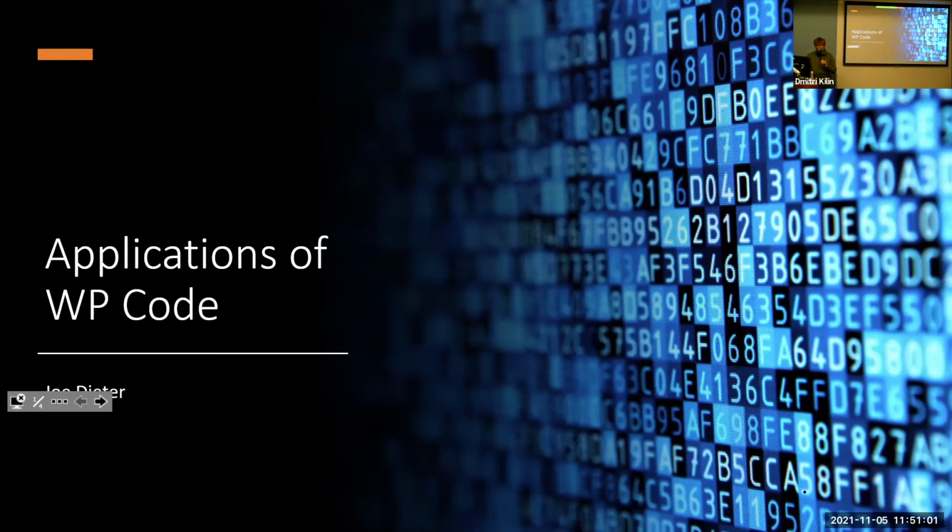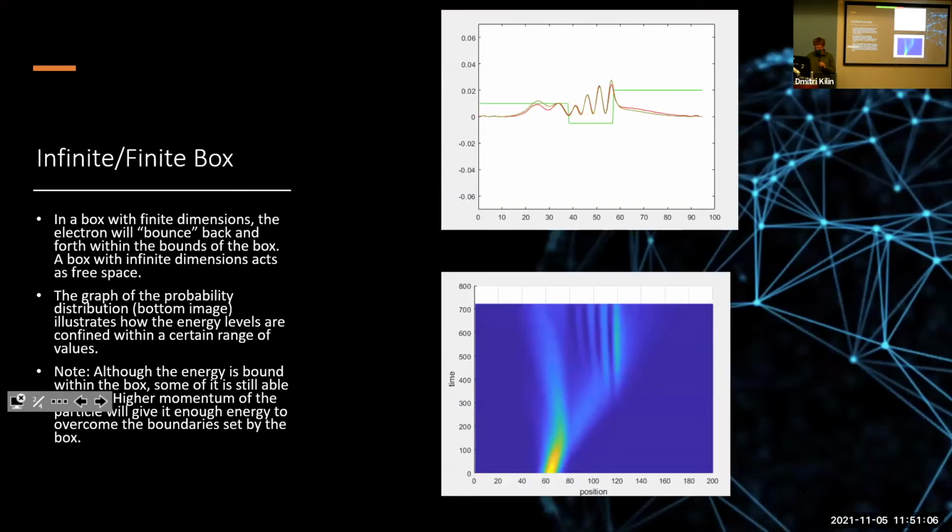Okay, so I'm going over applications of our Wavepacket code. One application for the infinite or finite box: as the wave packet travels along the horizontal axis, it'll start to bounce in between the boundaries of the box, or the dimensions of it, which you can see here, as it's contained within the dimensions of the box.